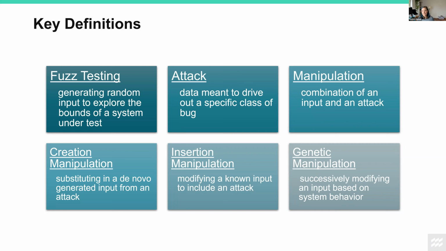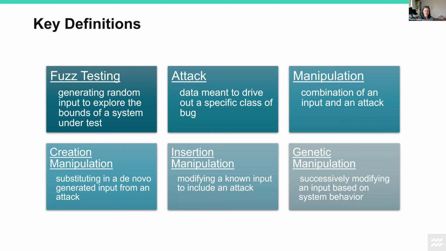And finally, we have a genetic manipulation, which we're not going to talk about too much today, but which the really cool fuzzers, especially the local ones, do. And that's successively modifying your input based on system behavior. It generally requires white box fuzzing, which means you need code coverage or some way for the program to see what branches it has explored and what branches it hasn't, in order for it to intelligently continue trying to fork its way all the way down to every branch in your logic tree.